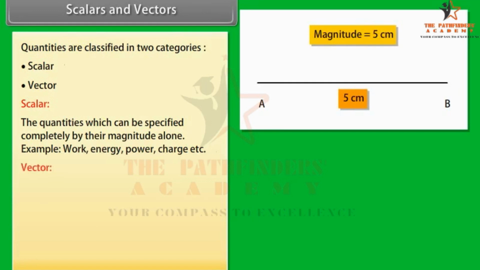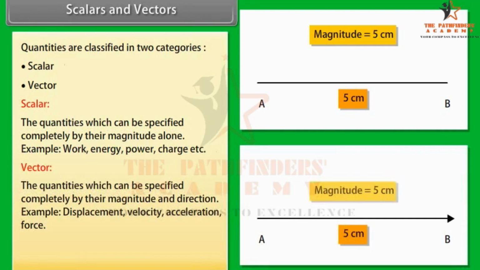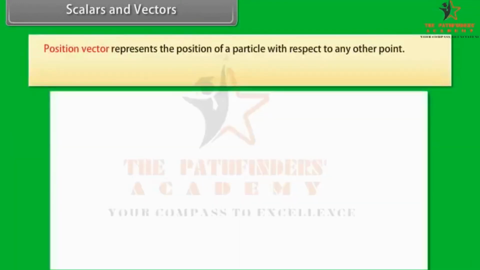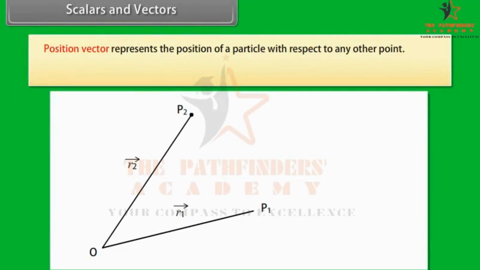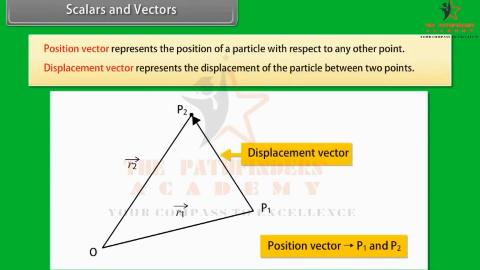Vector: the quantities which can be specified completely by their magnitude and direction. For example, displacement, velocity, acceleration, force. The geometric representation of a vector is done by an arrow. Position vector represents the position of a particle with respect to any other point. Displacement vector represents the displacement of the particle between 2 points.